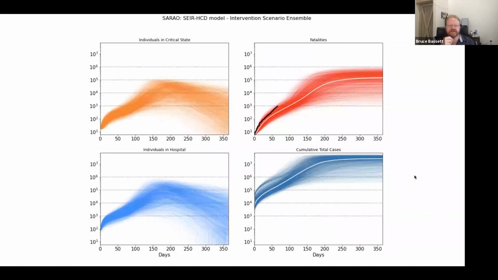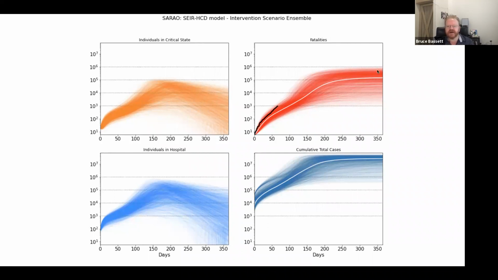And so we ended up with, in this case, 2,000 possible future curves. And what we see here is total cases in the bottom right, people requiring hospital. Of course, it goes up to several 100,000 people in the peak models. There's no way that South Africa could handle that number. So this is not the number of people in hospital. This is the number of people who would ideally require hospital treatment, the number of people in critical state, and then finally the number of fatalities.